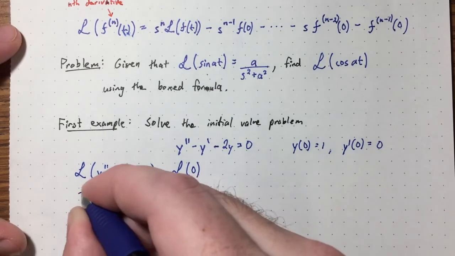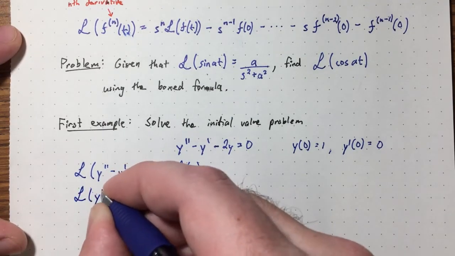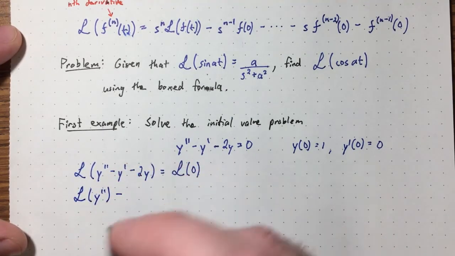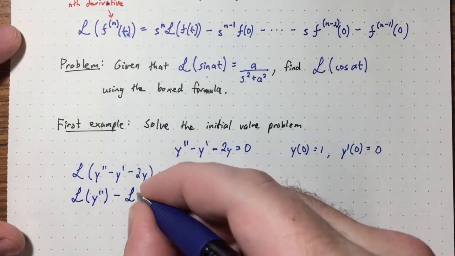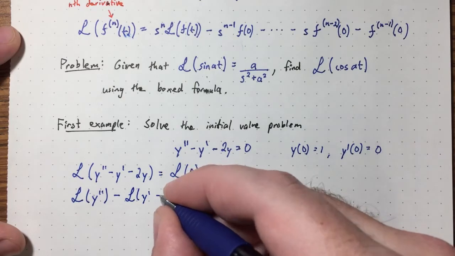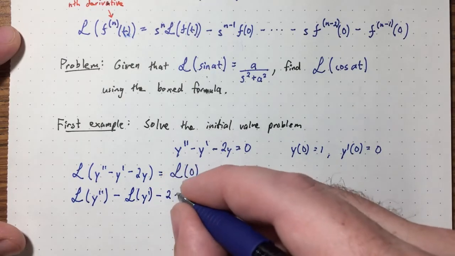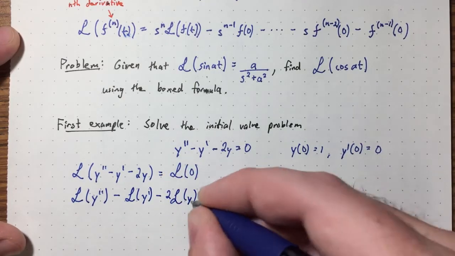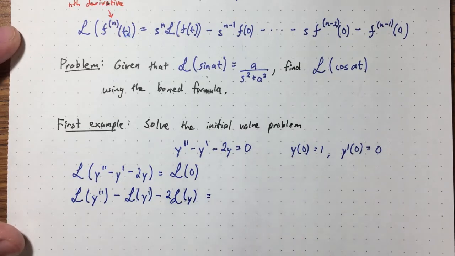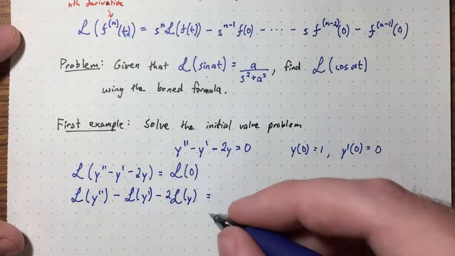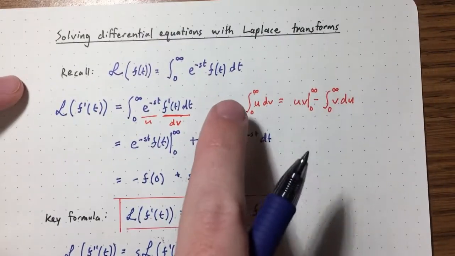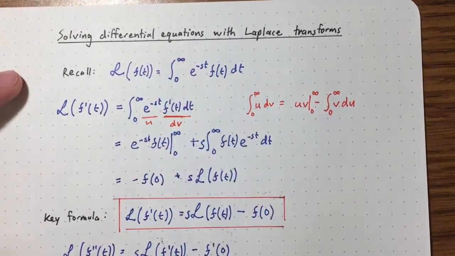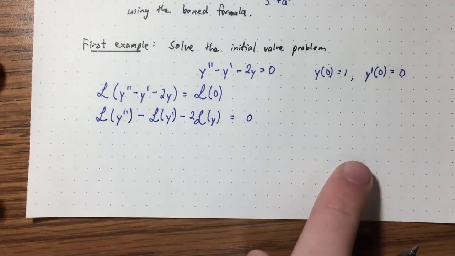Well, I can use linearity of the Laplace transform. It's another very important property. Okay, and I have minus L of y prime minus 2 times, again by linearity, L of y. That's going to be L of 0. Well, what is L of 0? That was sort of our example 0 from last time. That's just 0, of course, because when you plug in 0 here, that just makes the whole integrand 0.